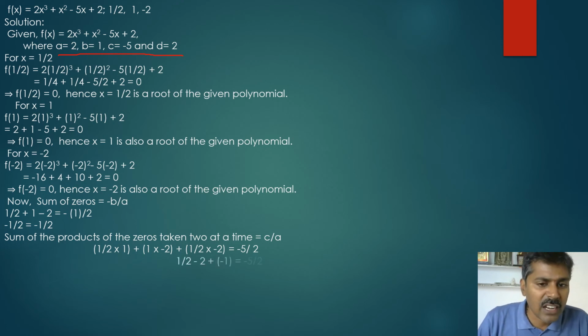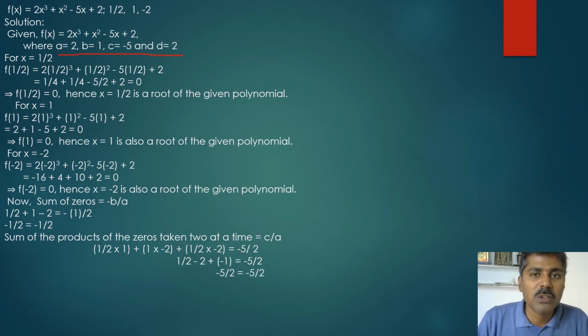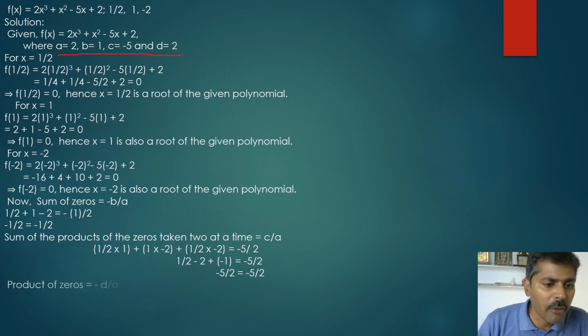Now the left hand side, simplifying, I will get 1 by 2 minus 2 plus minus 1. Right hand side minus 5 by 2, which simplifies: minus 5 by 2 equal to minus 5 by 2. Hence that also is verified. And finally the product of the zeros, we have the formula minus d by a.